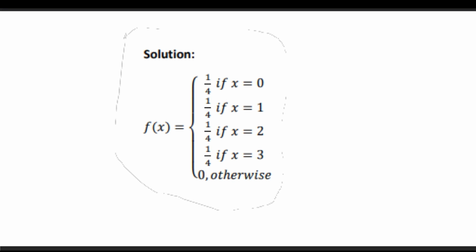For our solution, since each has equal probability, then the PMF or the function of x is equal now to the probability 1/4 if x is equal to 0, equal also to 1/4 if x is equal to 1, equal also to 1/4 if x is equal to 2, and equal also to 1/4 if x is equal to 3, and equal to 0 otherwise.